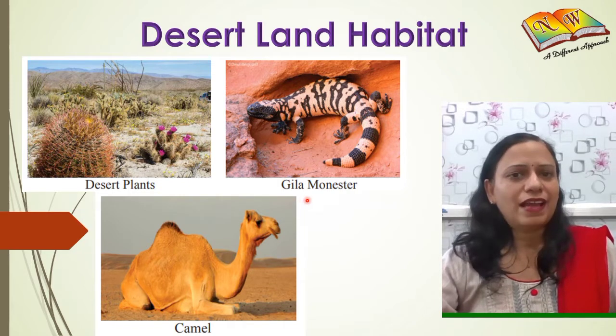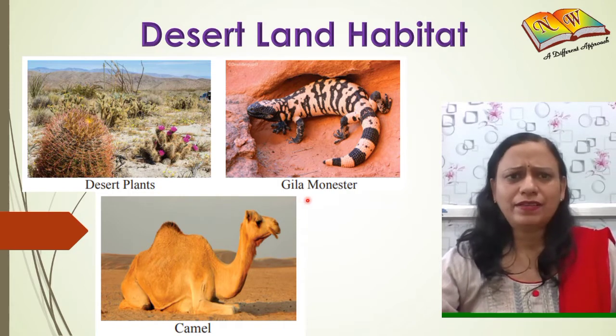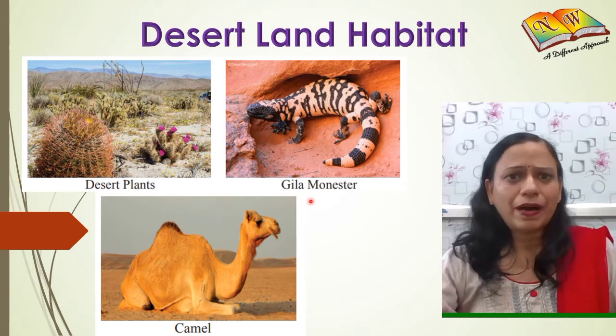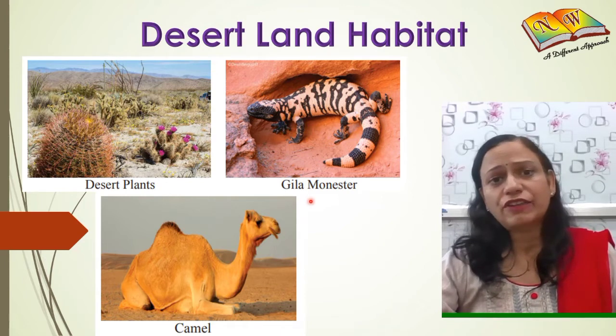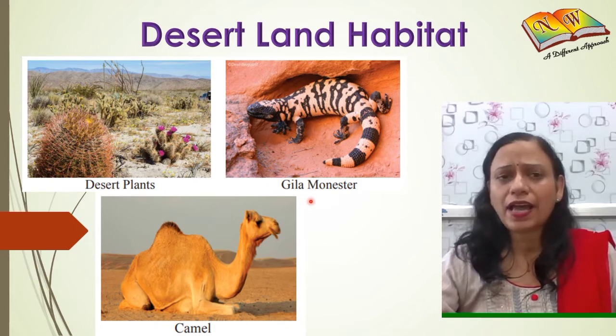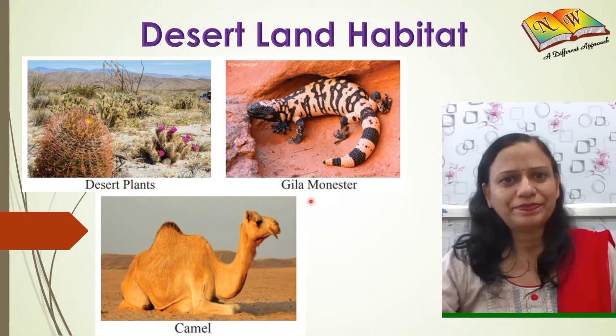Similarly, now your task is to find some adaptations in the Gila monster. I'll give you one. It burrows deep into the soil so that it can keep itself at a normal temperature because the surface temperature of the desert is too high during the daytime. So these were some desert land habitats and adaptations of certain plants and animals which are found in this particular habitat.